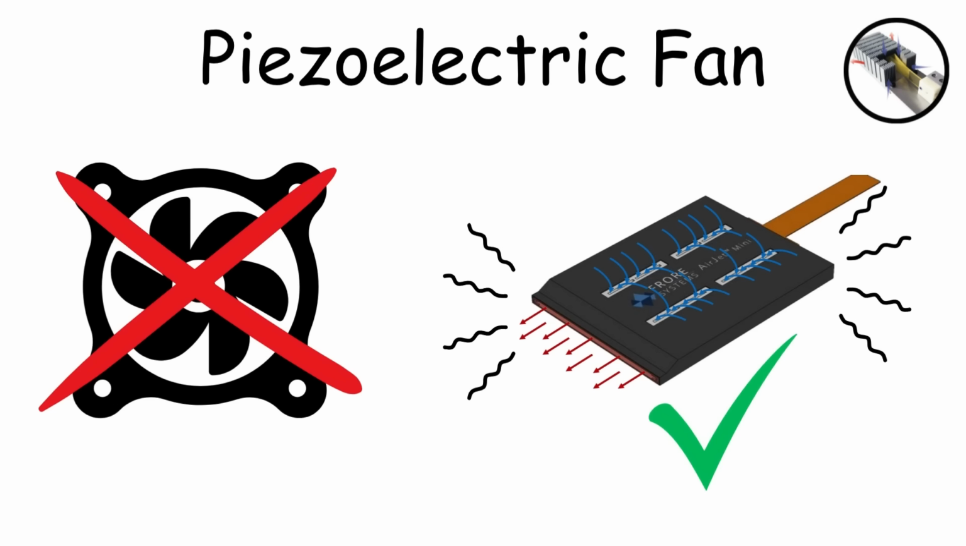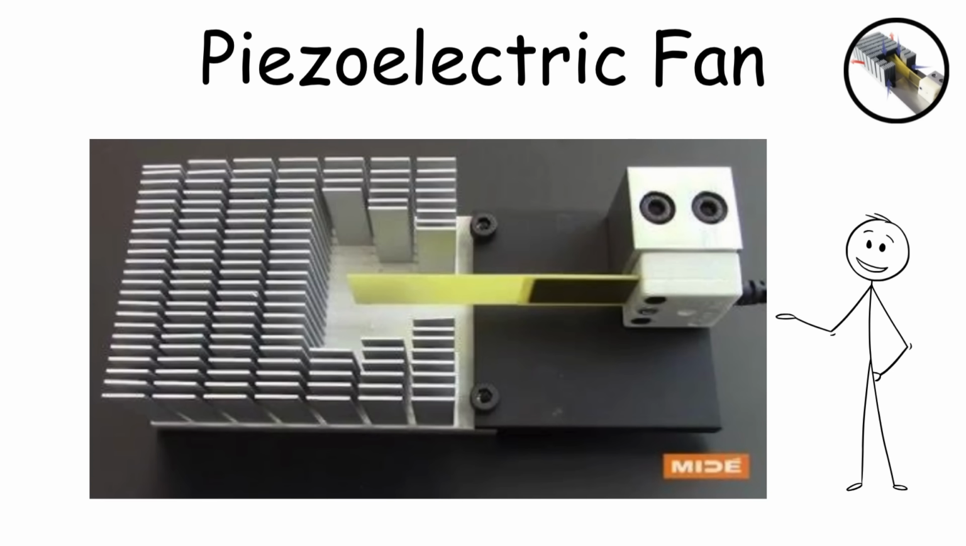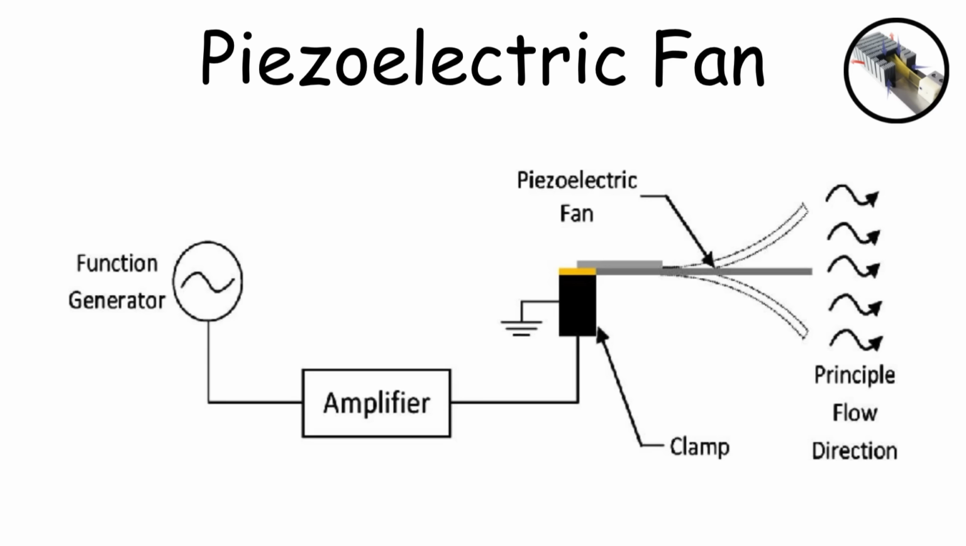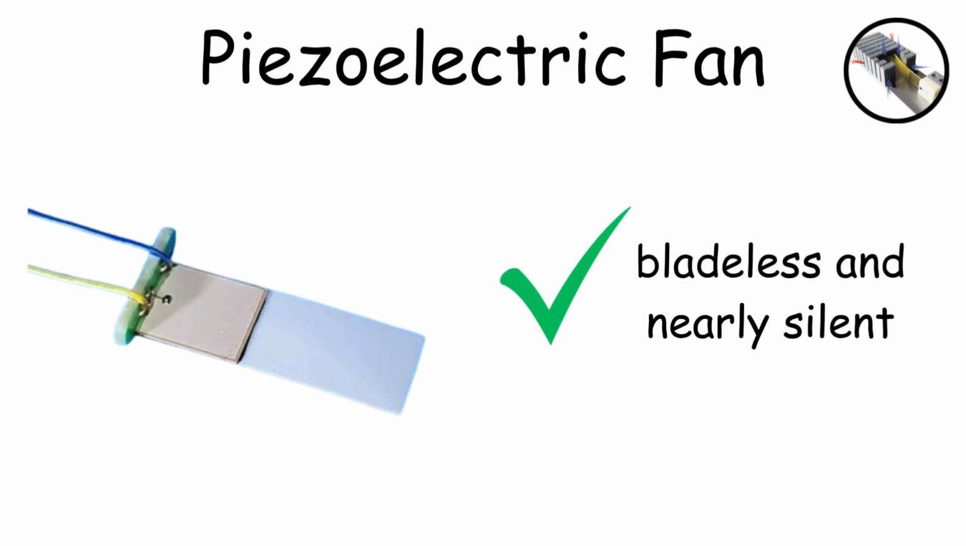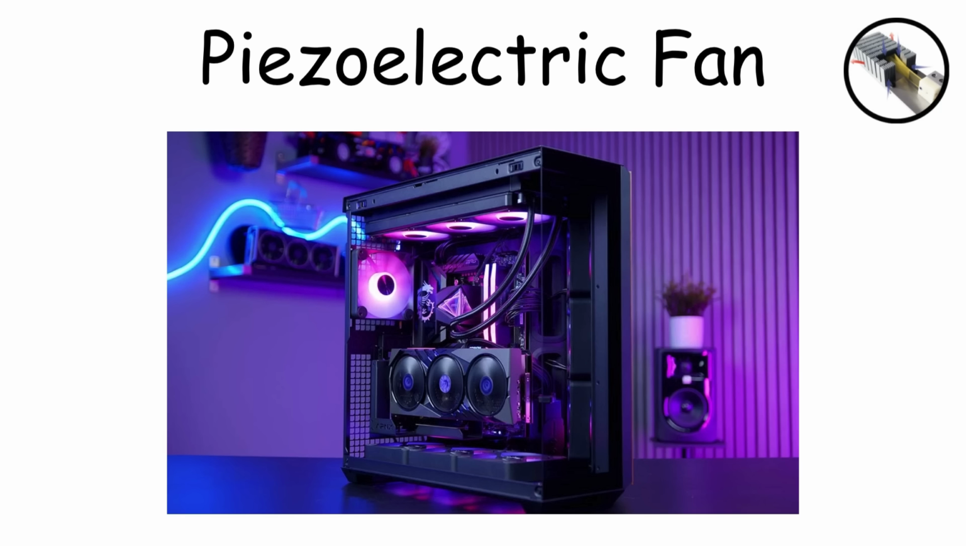Piezoelectric fan. Instead of spinning blades, this method cools using rapid vibration. A piezoelectric fan uses a thin metal disc, bonded to a ceramic strip that flexes when voltage is applied. The motion creates pulses of air that help move heat away from components. It is bladeless and nearly silent, making it ideal for devices where space and noise are concerns.